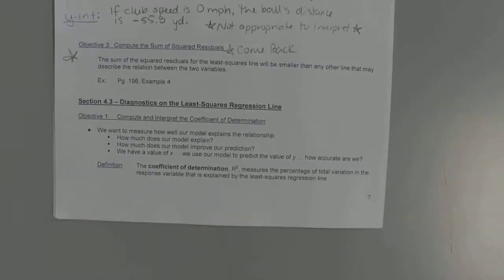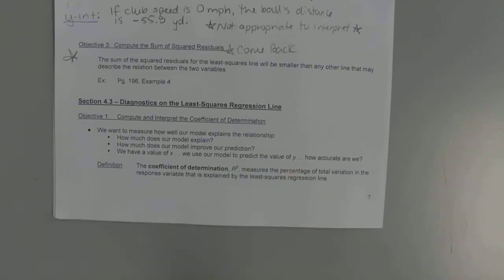In 4.3, we'll be doing the diagnostics on the least squares regression line. In a nutshell, it just means how good is the least squares regression line? So it says we want to measure how well our model really explains the relationship. How much does it explain? Could we improve it? Could we make it better? If we have a value of x and we use our model to predict y, how accurate are we really?